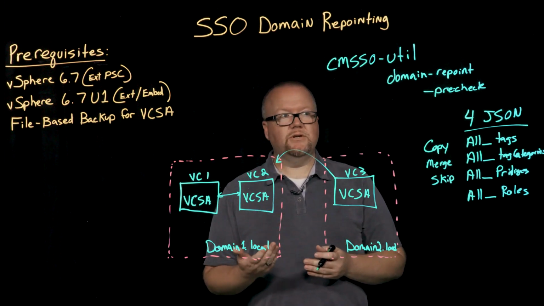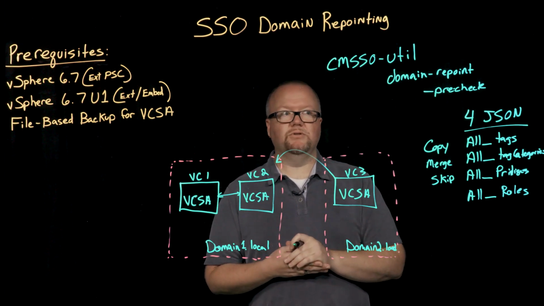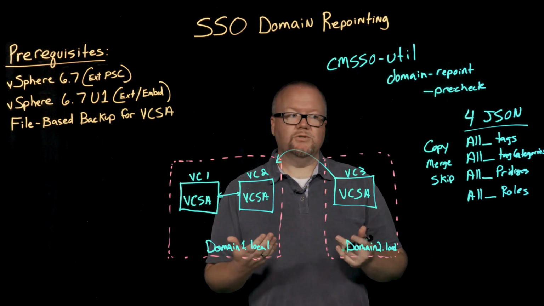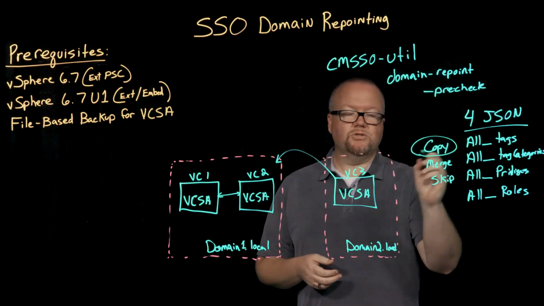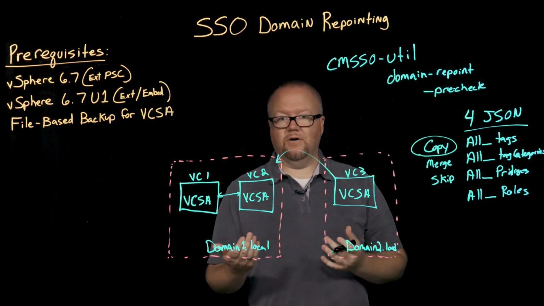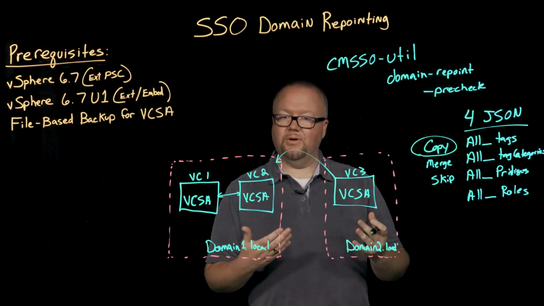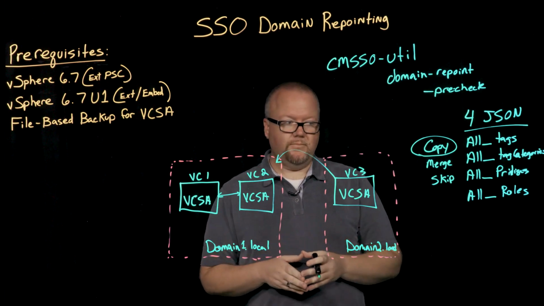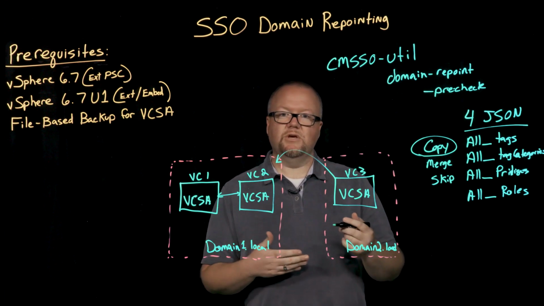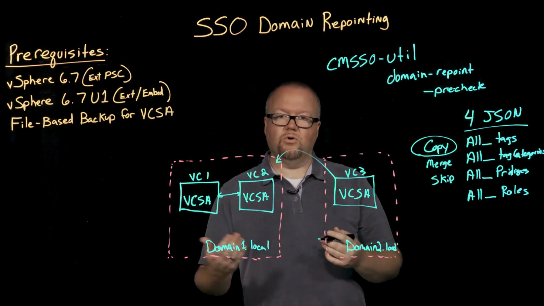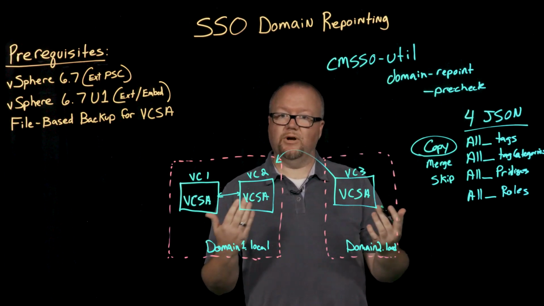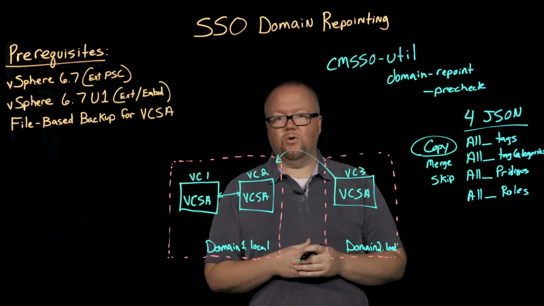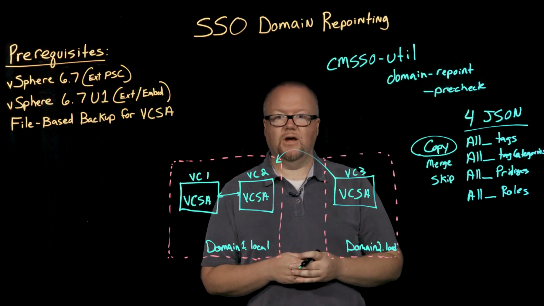Now, something to consider is when we're running this CMSSO-UTIL domain repoint and we do not do the PreCheck, what we're doing is we're forcing a copy. So we don't get a choice to resolve those conflicts. We're just left with copying all of that data from domain 2 into domain 1. And what that does for us is if there is a conflict or an extra role or an extra tag that has a similar name, we're going to append -copy to that role or that tag so it's easily identifiable on the other side.